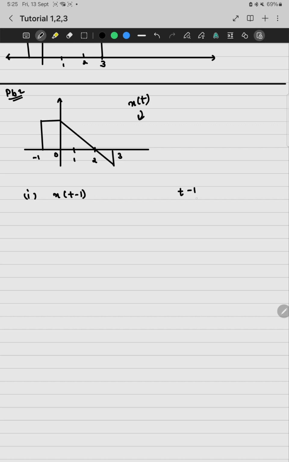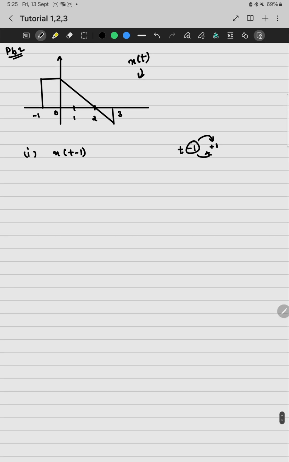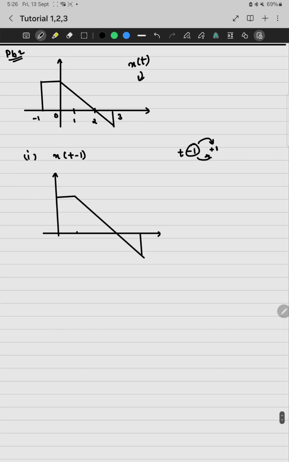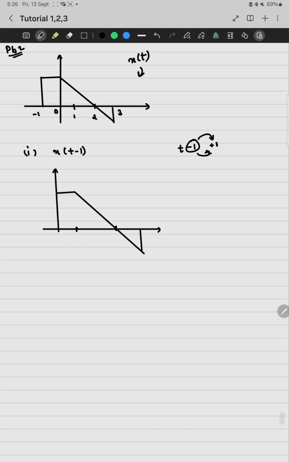So what did I say? When t minus 1, it will jump in front by 1 step. So plus 1. It's nothing but the opposite of whatever is happening inside. So if it jumps in front by 1 step, it will become something like this. Now if you have a doubt about what happens to the coordinates, how the different coordinates change, what is the value of this, what is the value of this, what is the value of this.